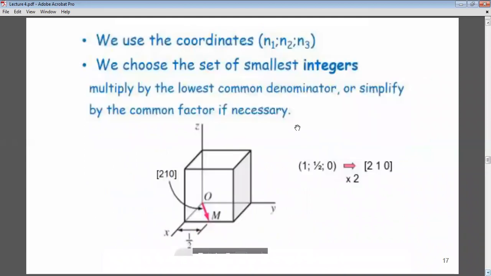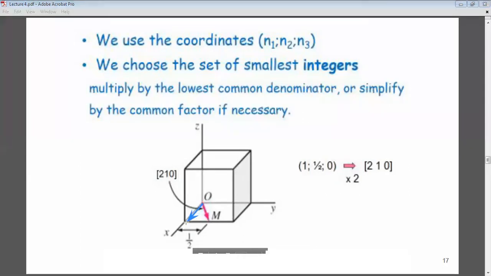We use the coordinates N1, N2, and N3. We choose the set of the smallest integers. That is, if I can reach T by going 10, 10, 10, or by 1, 1, 1, I choose the 1, 1, 1. Okay. So we choose the set of smallest integers, multiply by the lowest common denominators, or simplify by the common factor if necessary. So for example, this direction here, this is crystal direction OM, I have to get the coordinates of OM. So how do we reach this point M?